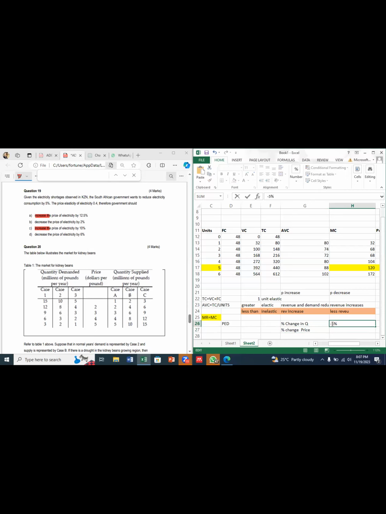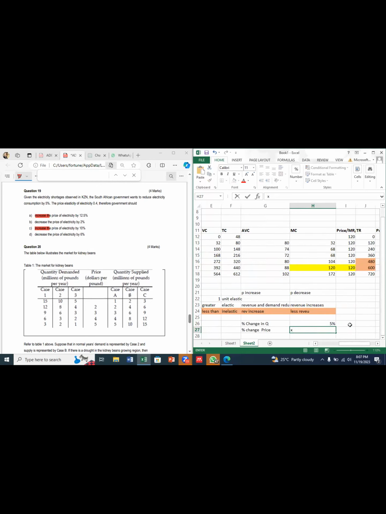Okay, so in PED, the negatives and the positives do not matter. What matters is the absolute value. So 5%, then the percentage change in the price is what we do not know, which is our X part. We already have the PED to be 0.4. So we simply multiply X by 0.4. So that means we are going to be having 0.4x, then we divide 5% by 0.4 to get 12.5%. Is that what you get when you divide 5 by 0.4?